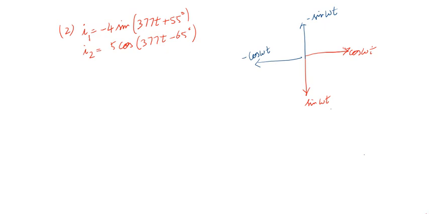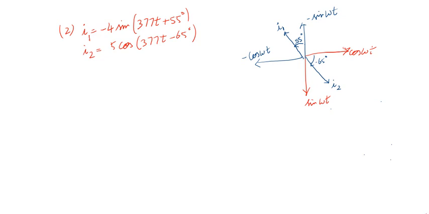Look here, from minus sine, we are going by the angle plus 55 degree. So it is here. This is your I1. Then come here, we are in the cos axis, and we are going by minus 65. So this is cos, right? Minus 65 means we have to move in the clockwise direction. So this is your I2.